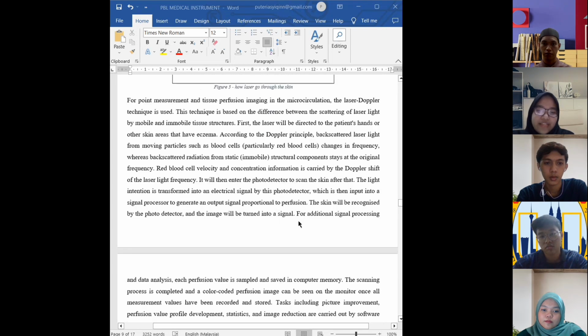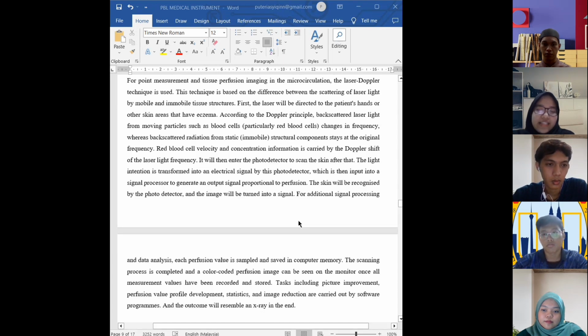each perfusion value is sampled and saved in computer memory. The scanning process is completed, and a color-coded perfusion image can be seen on the monitor once all measurement values have been recorded and stored. Tasks including picture improvement, perfusion value profile development, statistics, and image reduction are carried out by software programming, and the outcome will resemble an X-ray in the end.